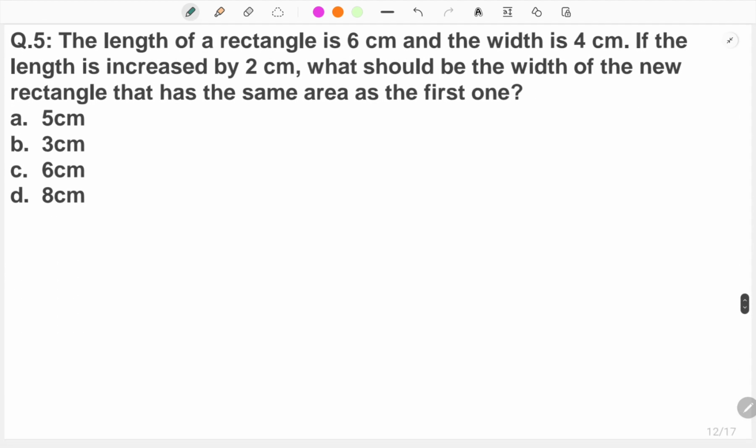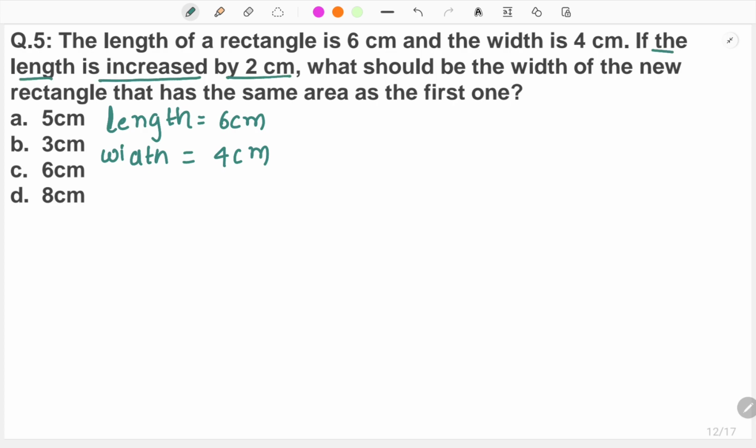Moving ahead with the next question. The length of a rectangle is 6 centimeter and its width is mentioned 4 centimeter. If the length is increased by 2 centimeter, what would be the width of the new rectangle that has the same area as that of the first one? Look here. What is mentioned? The length of the rectangle is 6 centimeter. Width is 4 centimeter.